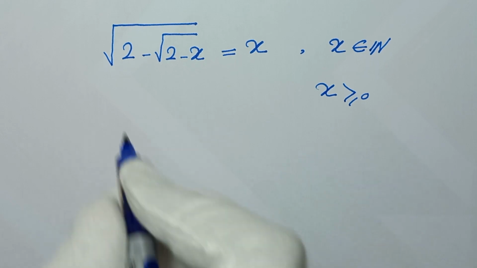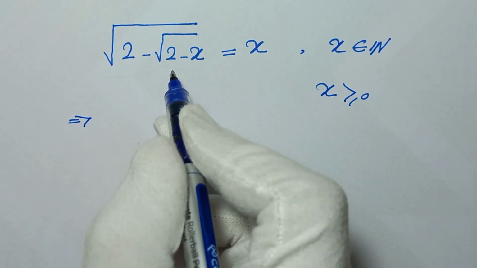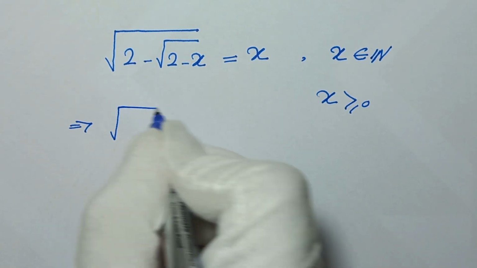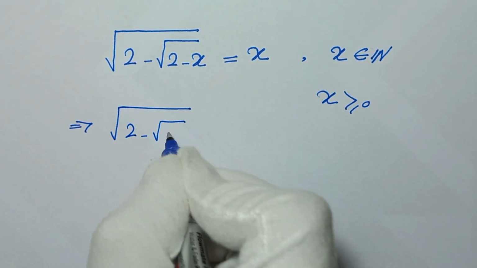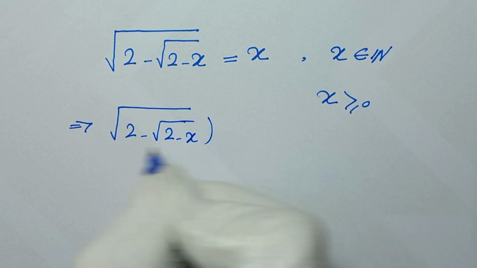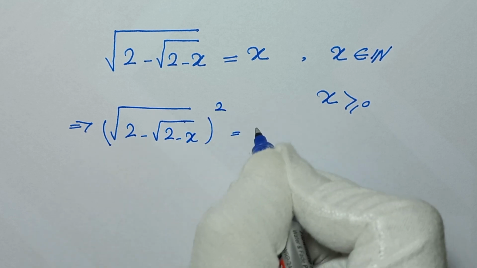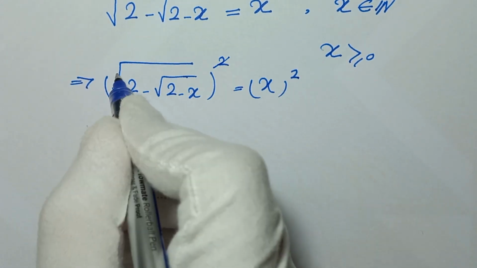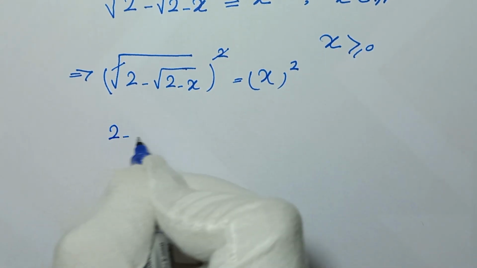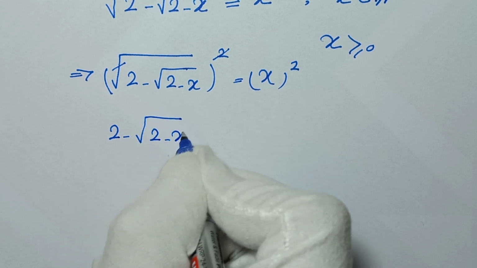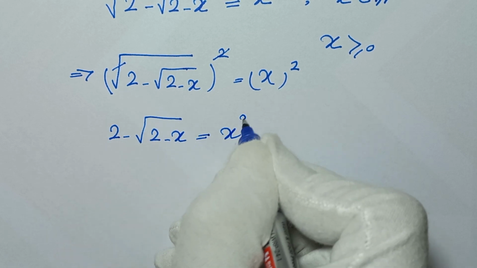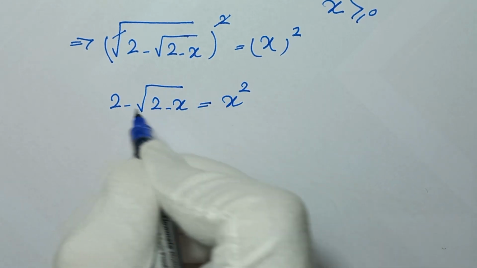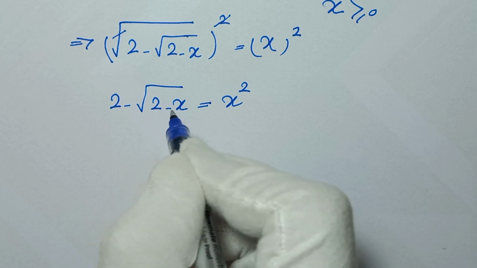In the first step, we start by squaring both sides of this equation. It will be the square root of 2 minus the square root of 2 minus x, to the power of 2, is equal to x to the power of 2. This cancels the square root, and we have 2 minus the square root of 2 minus x is equal to x squared. In the next step, we take this x squared to this side and this square root of 2 minus x to this side.